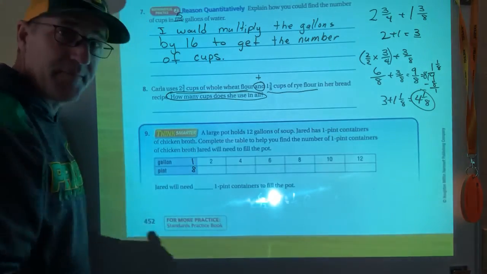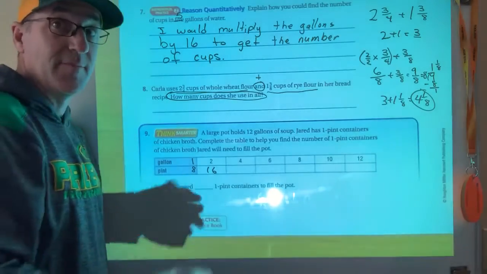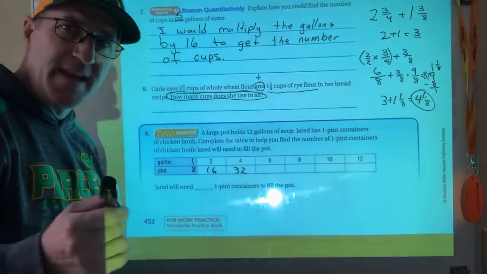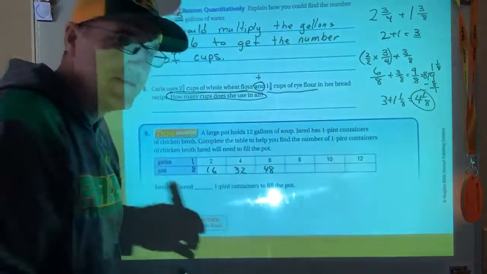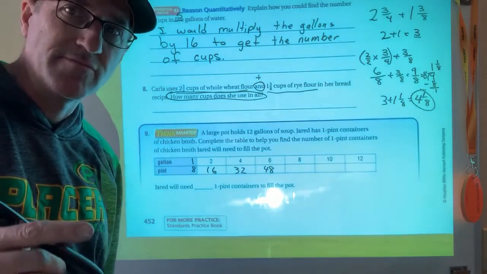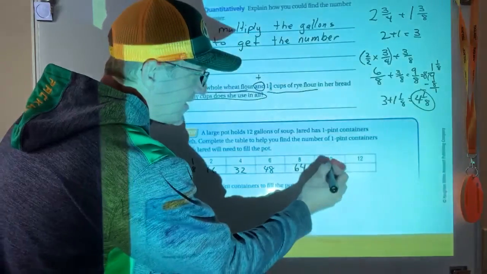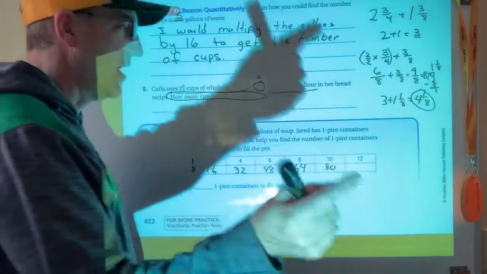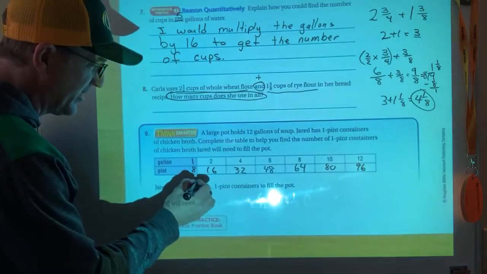What's 2 times 8? 16. 4 times 8? Double that, right? 32. 6 times 8? 48. 8 times 8? That's one that always messed me up. 64. 10 times 8, that's easy, 80. And 12 times 8, last number on the chart, 96. Okay, so he's gonna need 96 1-pint containers.